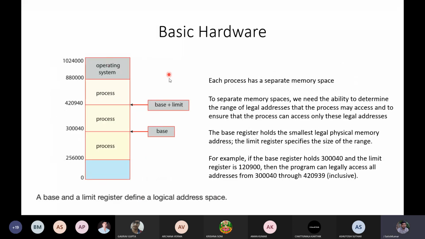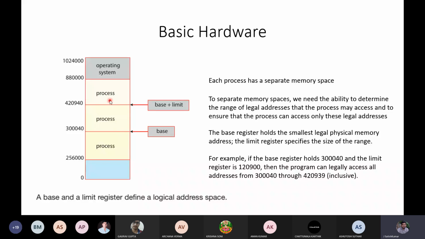For example, this is what a typical main memory looks like. Some amount of space is occupied by the operating system, and each process is allocated a particular amount of memory. Each process should have a separate, unique address space, and each process should not interfere with other processes.